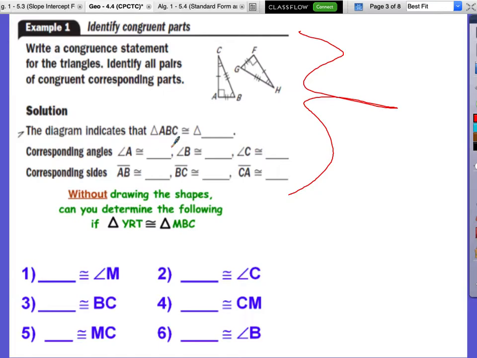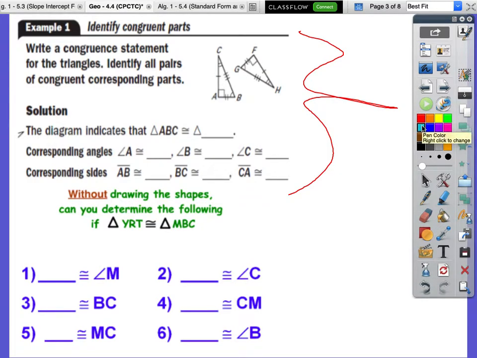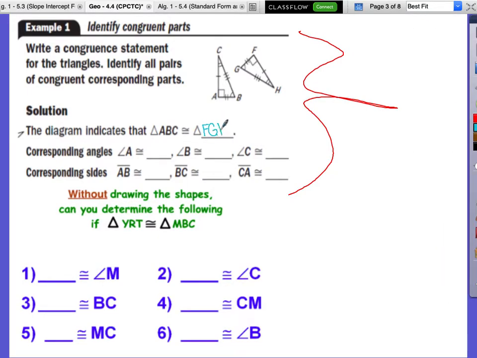Okay, can I get a volunteer to go up and fill in that first blank? Okay. Julia, I'll go ahead and have you do it. And be ready, I'm going to ask for a volunteer for the corresponding angles. Okay, so if we have triangle ABC, we would have to go triangle FGH. Because F corresponds with A, G corresponds with B, and H corresponds with C. Question on that first one? Okay, and it does have to be in that exact order.